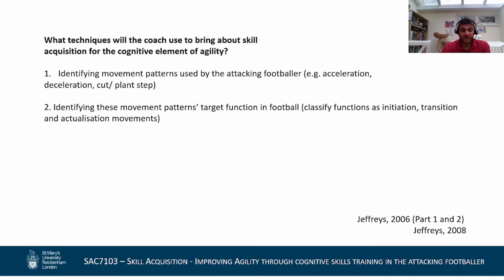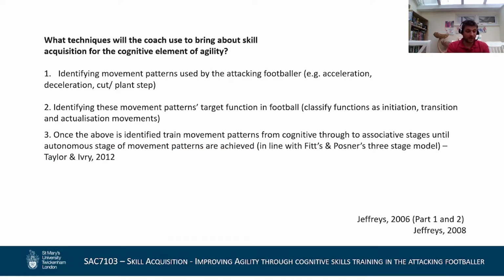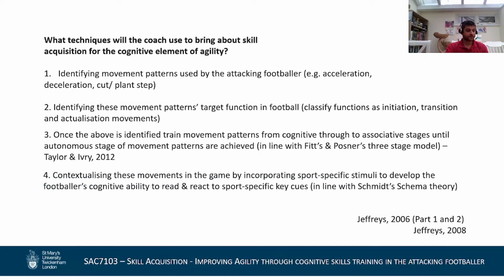These movement patterns will need to be trained in a way to achieve a level of automation as well as stability, and to then contextualize these movements in the game by incorporating sport-specific stimuli to develop the footballer's cognitive ability to read and react to sport-specific key cues. Throughout these steps, mistakes need to be interpreted and corrected through augmented feedback and guided discovery at all stages.